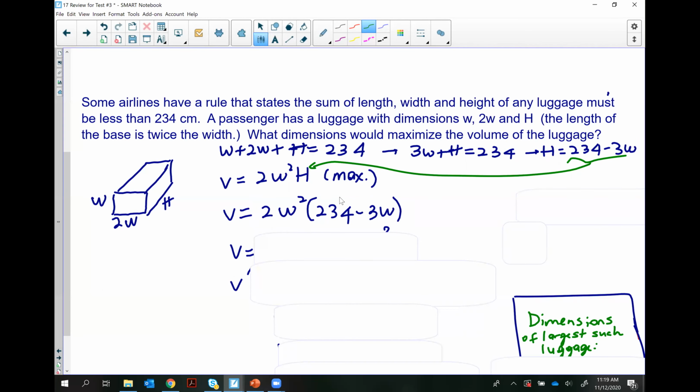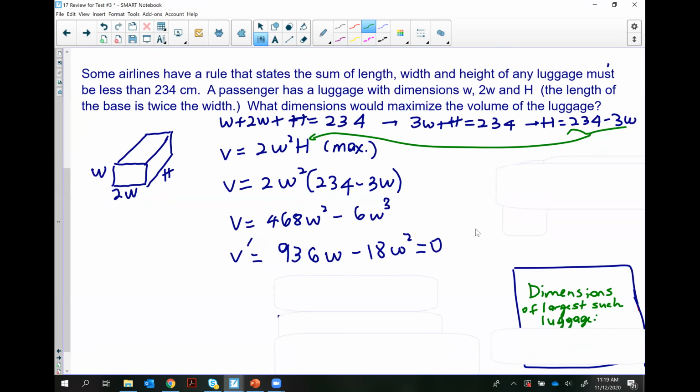At this point, let's go ahead and distribute 2W squared. So we are going to have 468W squared minus 6W to the third. So go ahead and further differentiate this. So now that we've simplified it, differentiate this, bring the power 2 down, subtract 1 from the power, right? And same thing here, differentiate 6W cubed as 18W squared. At this point, this is a derivative.